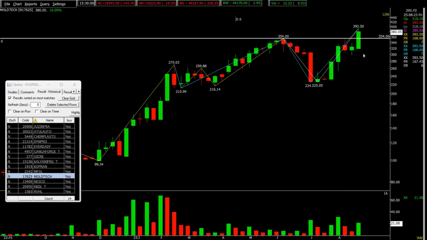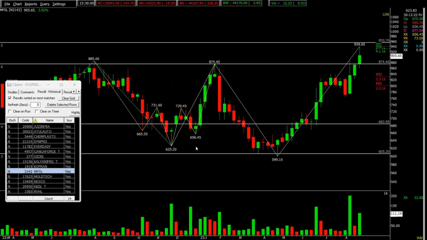So again, this stock is good for long-term trading, and the stop loss could be 354, the swing top, because if this level is broken, then we have to wait for the second breakout. So 354 would be our stop loss, and we can expect a good target from this. MFSL, let's look at the chart.